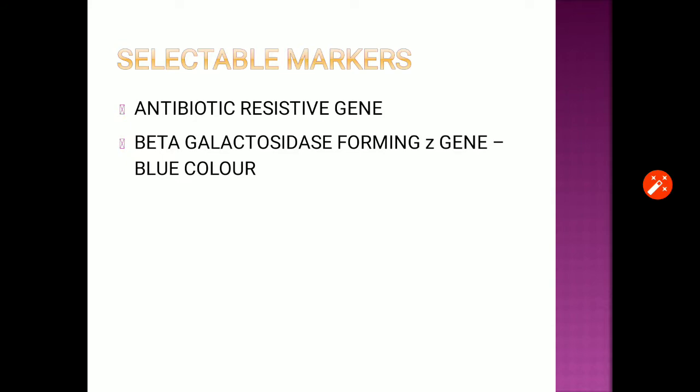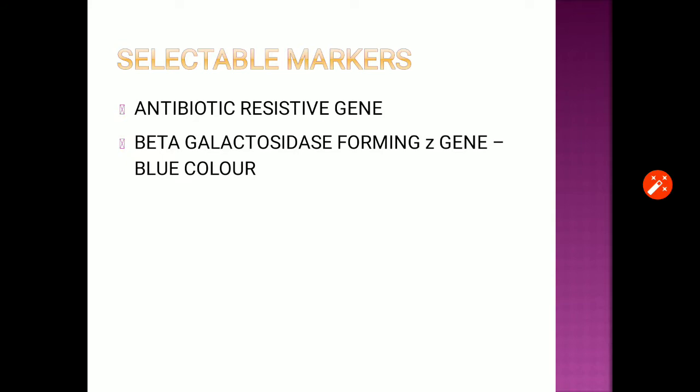Now, when the desired gene is not inserted, at that time the Z gene will form beta galactosidase enzyme, which in result, due to the reactions with a particular reactant, will create blue color, and so the bacterial colony will appear blue in color.